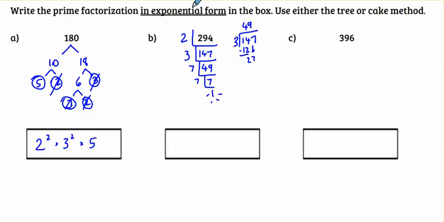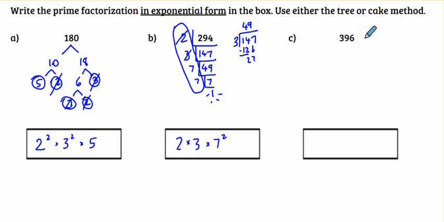And so the nice thing about the cake method is we don't have to go hunting and searching for prime numbers like we do in the tree method. They are always all right here on the left side. And this is actually in numerical order too. I can write 2, I'm going to cross that out, times 3, and then I have 7 to the second power. And so that would be the prime factorization.